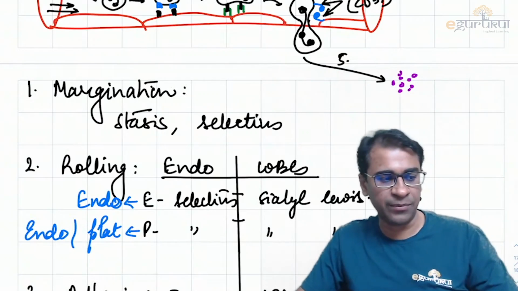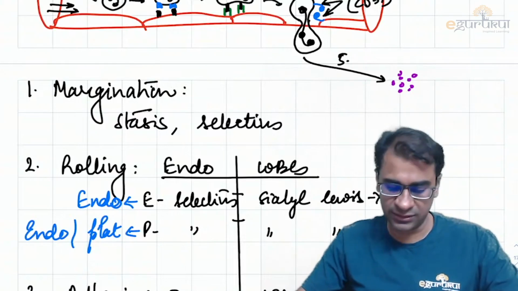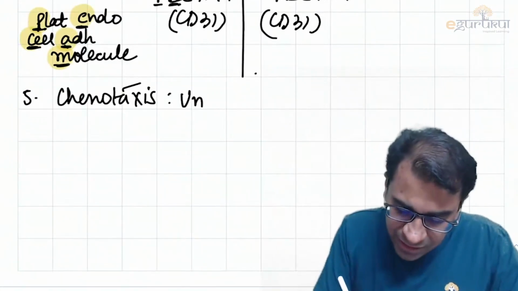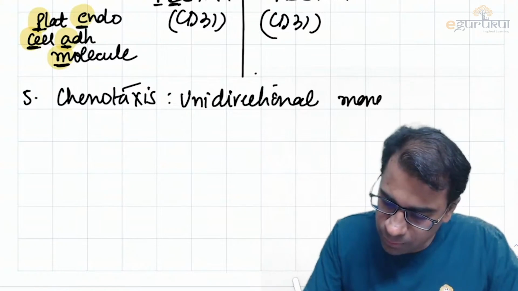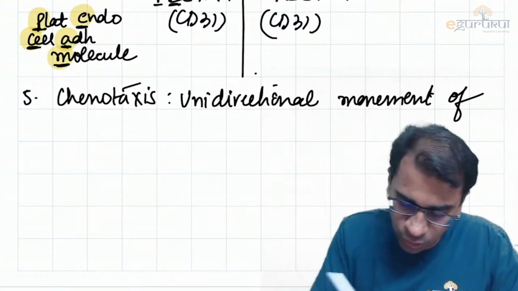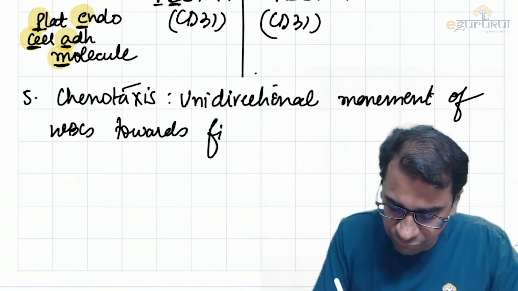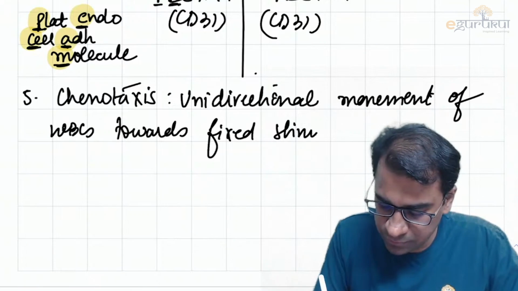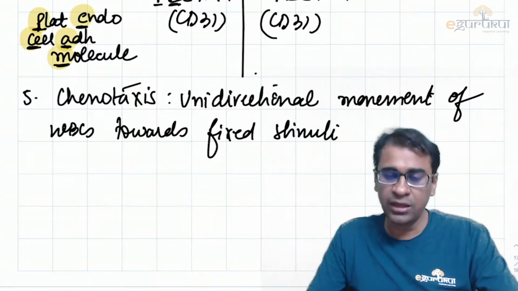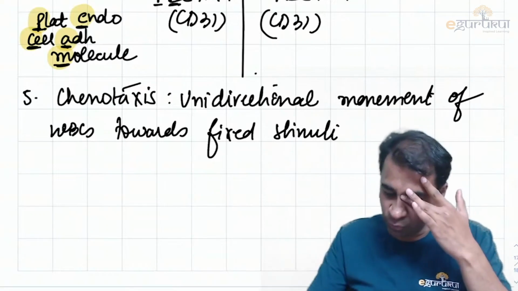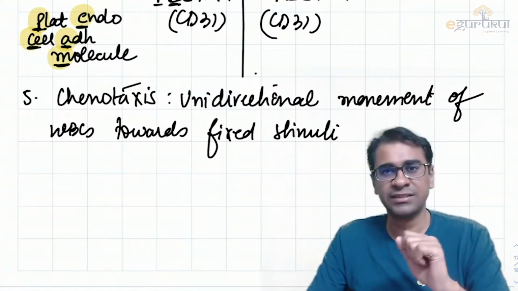So we now move to the next step, and the step is called chemotaxis. Okay, chemotaxis is defined as a unidirectional movement of white blood cells towards a fixed stimulus. It is called chemotaxis.